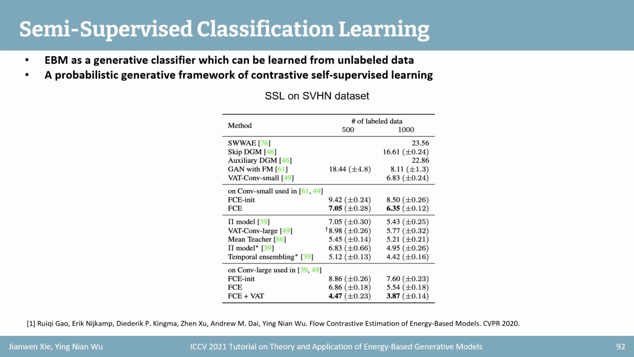So when you train an energy-based model, you are not only training a generative model, you are also training a classifier, or at least a pre-training for a classifier that can be used for downstream classification tasks. This example shows that this method indeed leads to very good performance on semi-supervised learning.